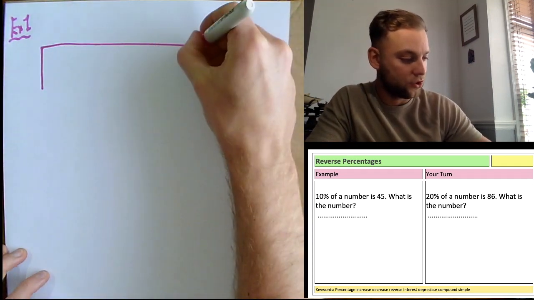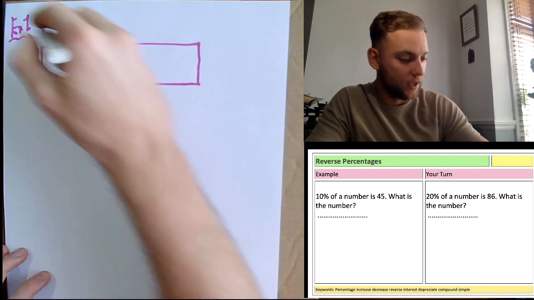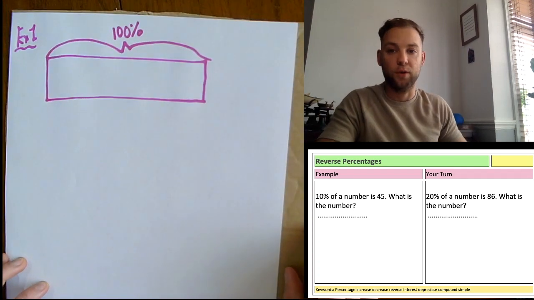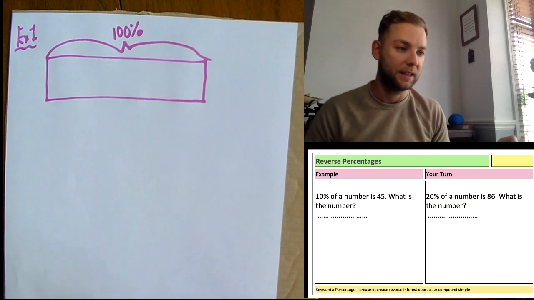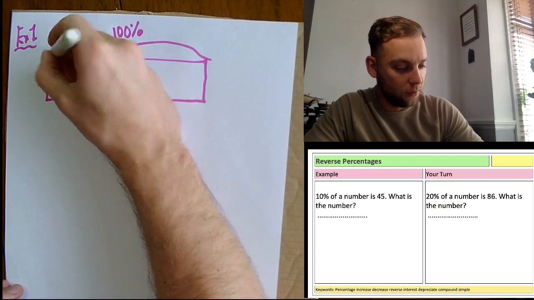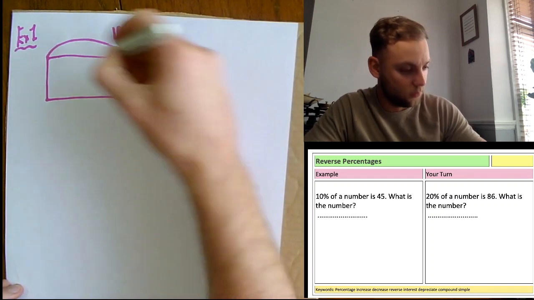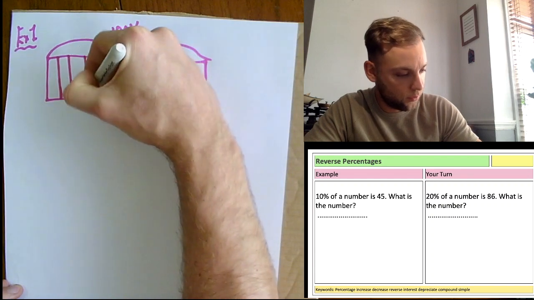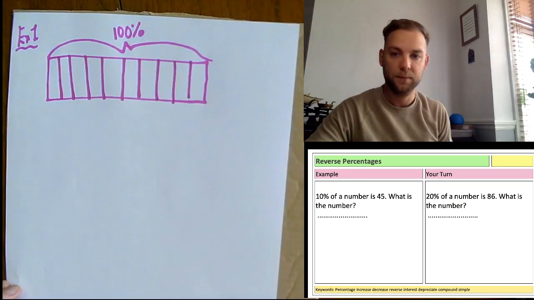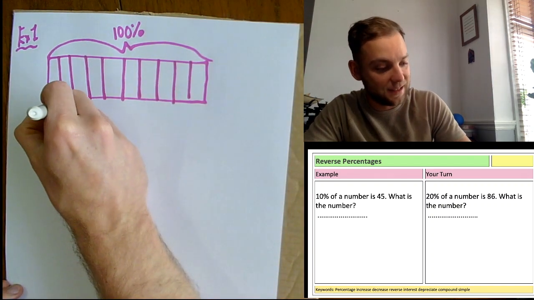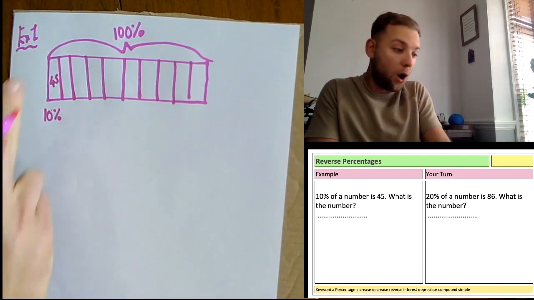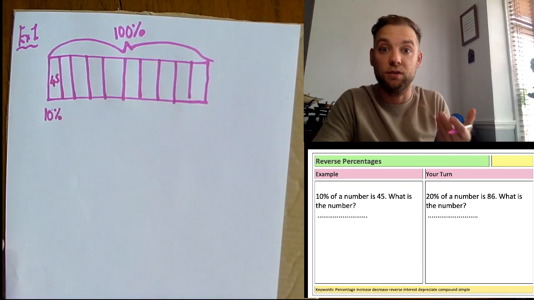So the bar method starts you off with a bar which we know is worth 100%. It's always worth 100%. So that full bar is worth 100%. Now it's saying here that 10% of a number is 45. So we know that I can split this up into tens. So here we go: 1, 2, 3, 4, 5, 6, 7, 8, 9, 10. And we're saying that 10% of this is worth 45. So 10% of the original number is worth 45. So what's the original number?